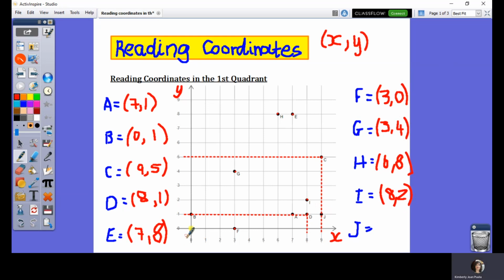Last point, which is here. You always start from the origin, the 0 point. You move 9 to the right and 1 up. Therefore, the coordinate here is 9, comma 1.